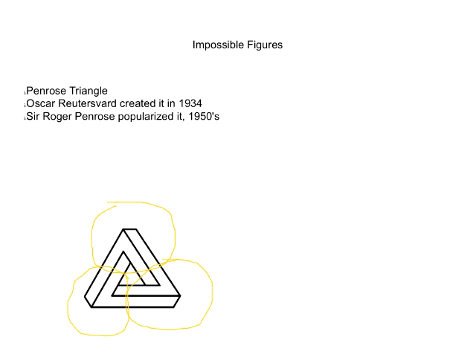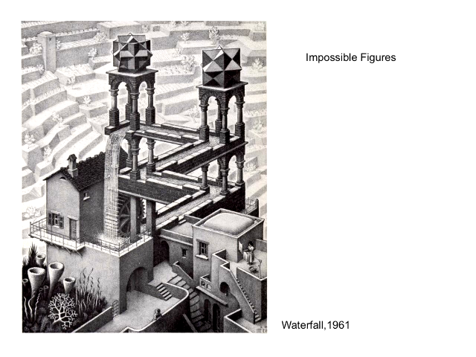Sadly, it's not called the Reuterswärd triangle, it's called the Penrose triangle, because the mathematician Roger Penrose was the one who really brought it to the popular consciousness. And he, in fact, is the one who introduced it to Escher. So here's Escher's use of the impossible triangle. It's maybe his most famous print, Waterfall.